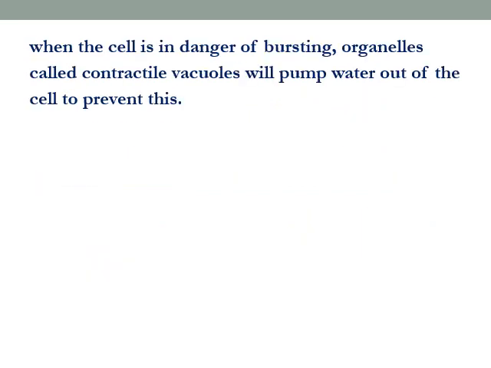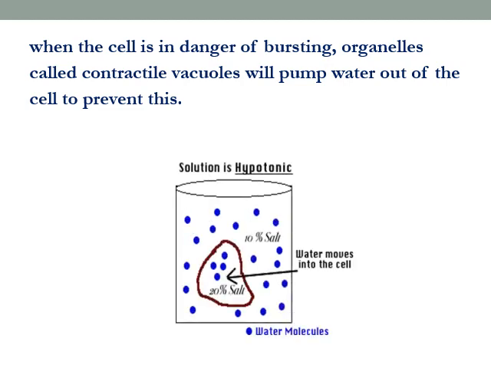When the cell is in danger of bursting, organelles called contractile vacuoles will pump water out of the cell to prevent this. This picture shows that the concentration of solid outside of the cell is lower than inside of the cell, and that can cause the cell to swell and explode.